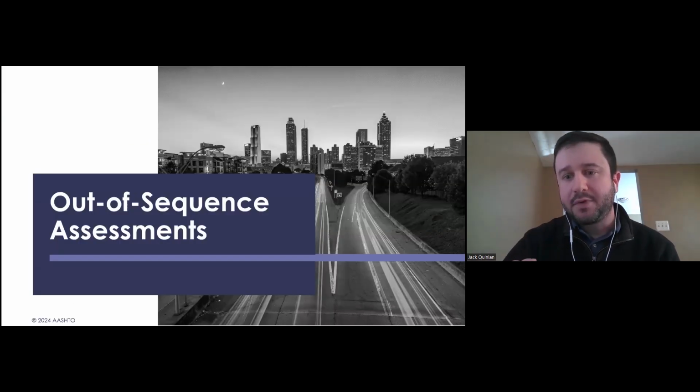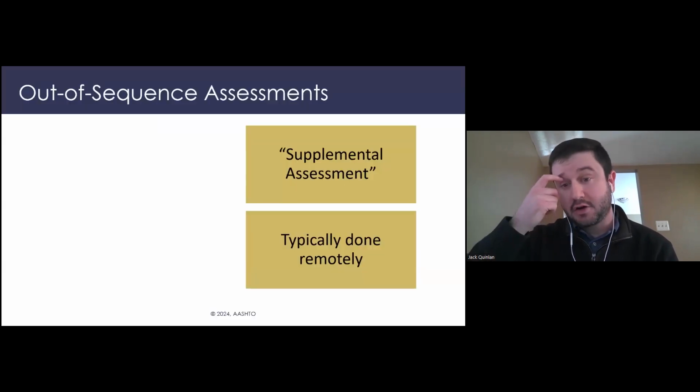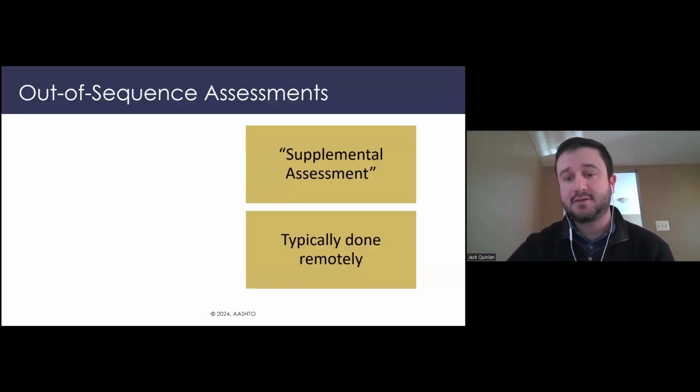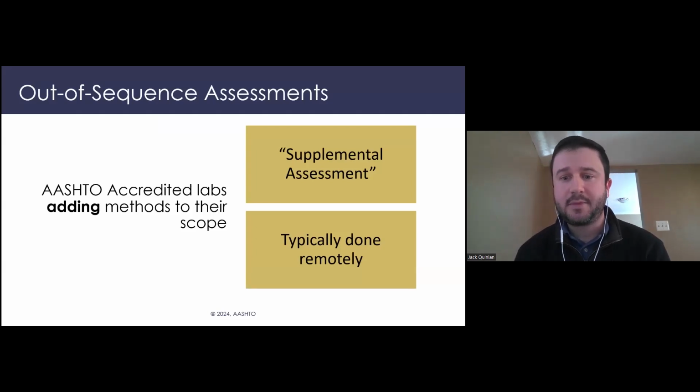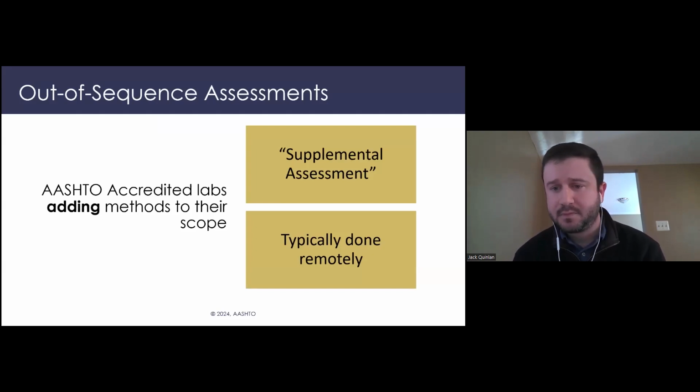So now I'll go through what happens when you want an assessment outside of our normal tour schedule. And we refer to these as out-of-sequence assessments. Generally speaking, there are two main types of out-of-sequence assessments. One is an assessment for an accredited laboratory that would like to add new methods to their scope of accreditation. We refer to these as supplemental assessments, and these are typically done remotely via Zoom or Microsoft Teams. These are abbreviated assessments that only cover the new methods that are being added, and then any associated calibration or training records along with that.